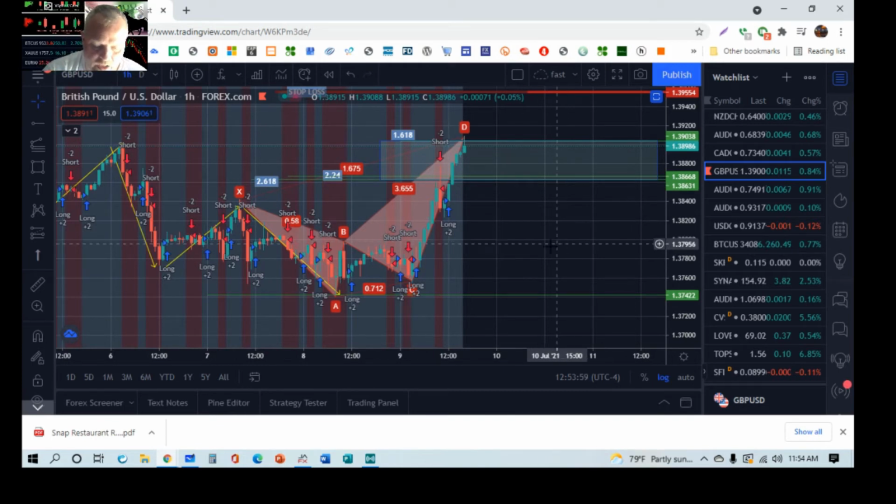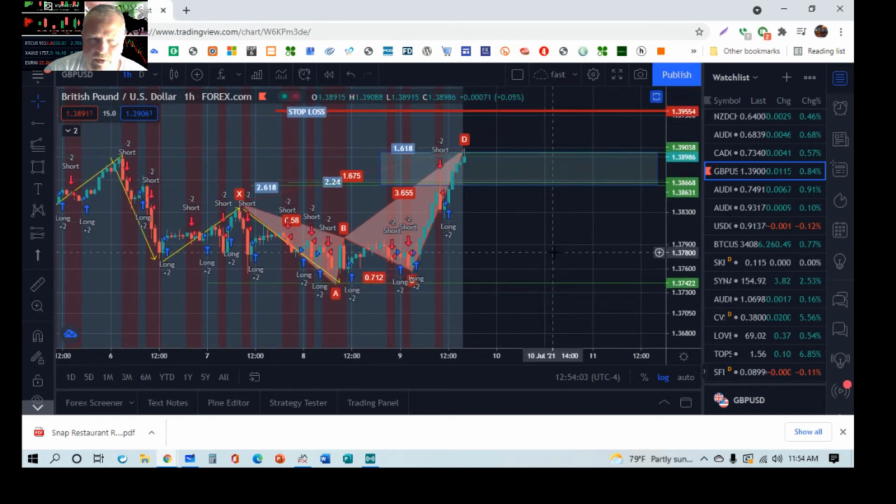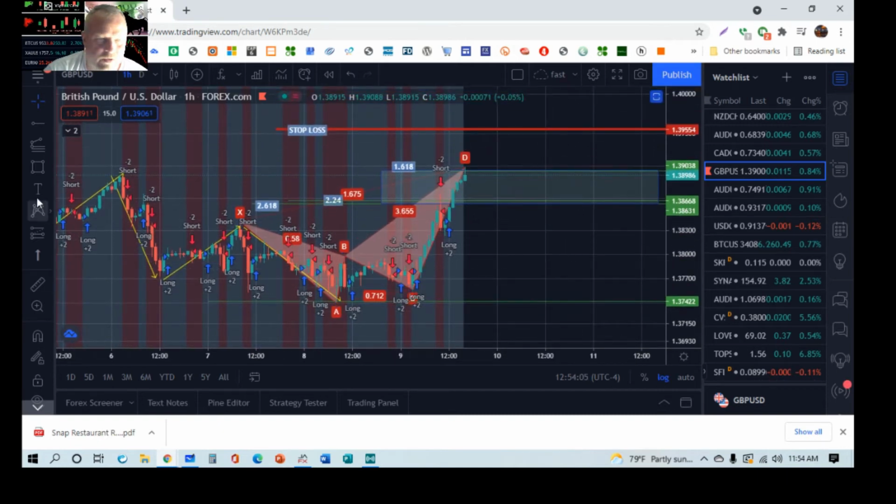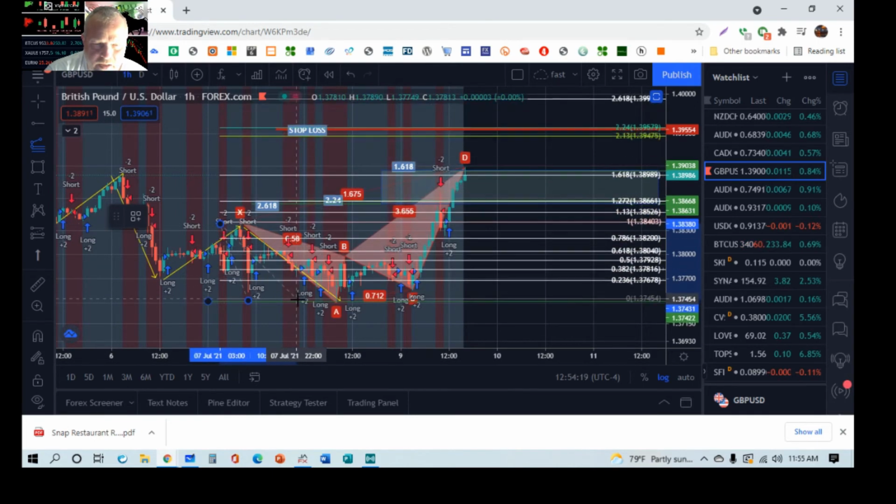For a stop loss, I got my stop loss way up here. So to put my stop loss in, same technique, the Fibonacci retracement. You'll go from A to X, back down to A.